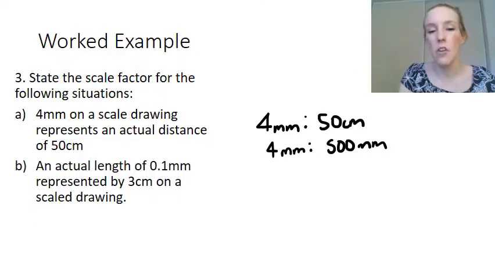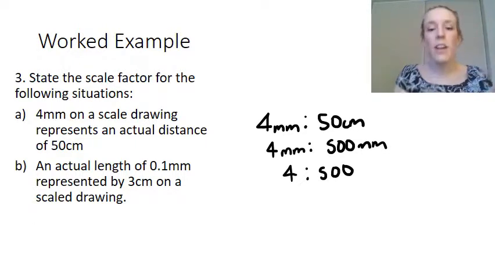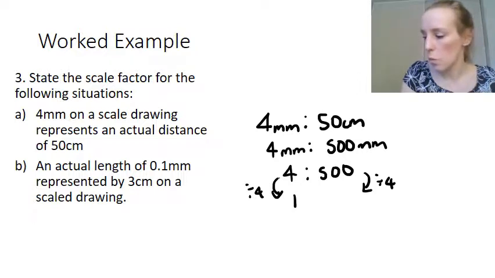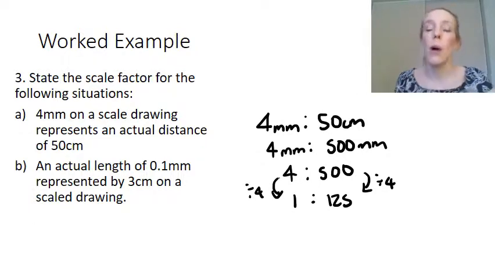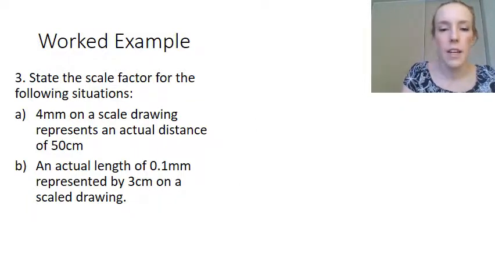So now we don't have to write units because they're the same. So it's 4 is to 500. And now we just have to simplify that so that our first number is a 1. So we're going to divide both sides by 4. So that's 1 is to 125. So that would be our scale factor. 1 is to 125. So 1 unit on our scale drawing is going to equal 125 units in real life. Clear that, and we'll do B.